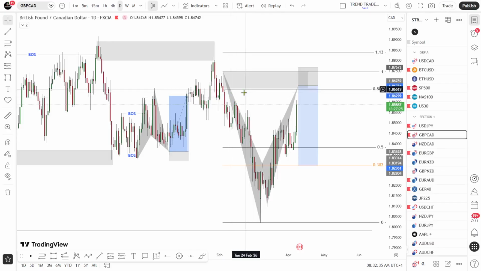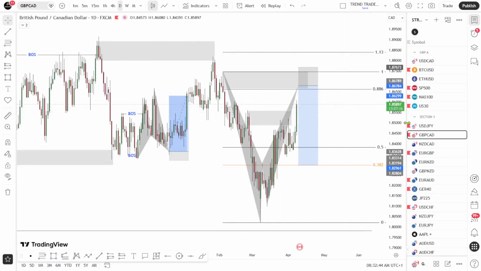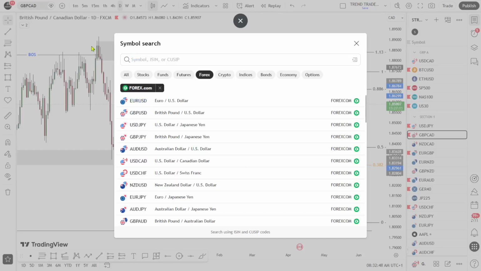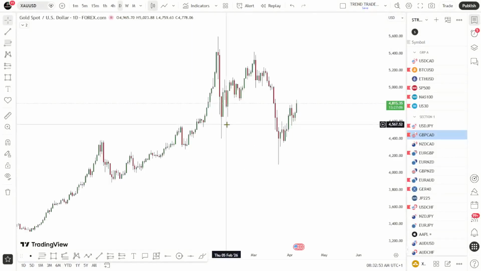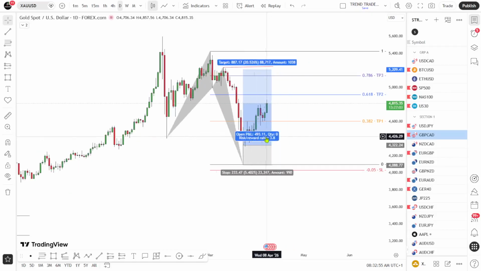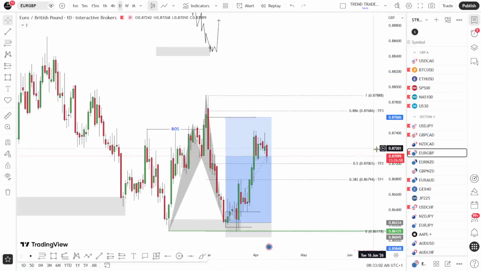I have a new setup which I'll send. There was one I sent here that hit SL. The one I sent here hit SL, and then also gold. There was a trade analysis I sent out on gold, which is still running a massive profit. And then also I sent out a signal on Euro GDP, which is also a massive profit.